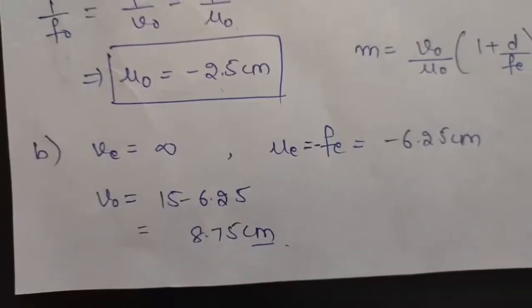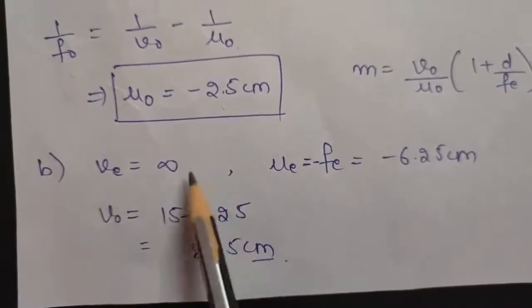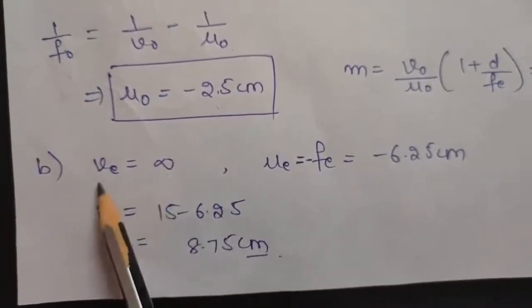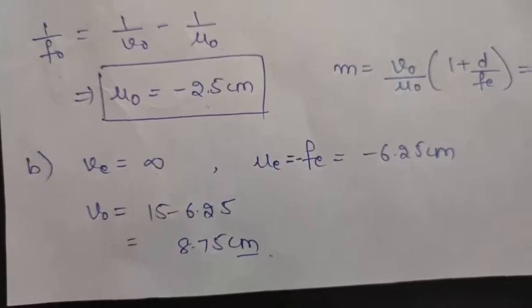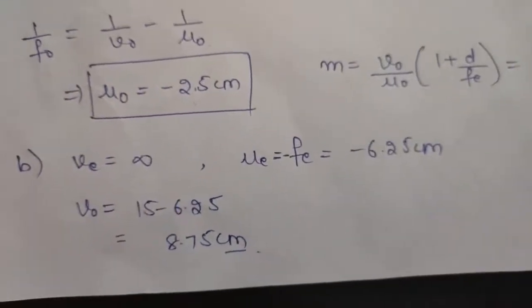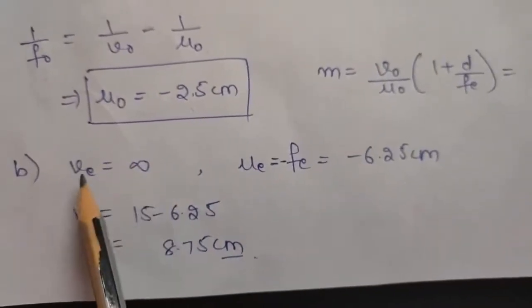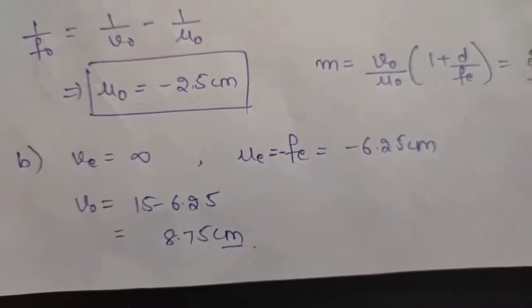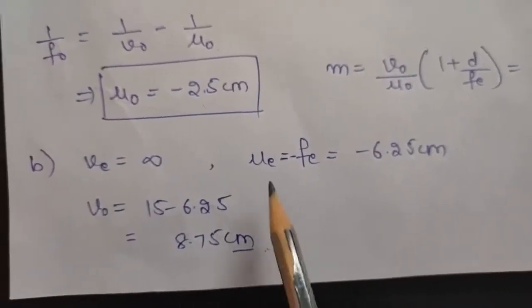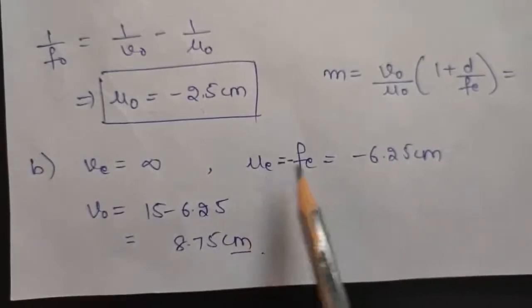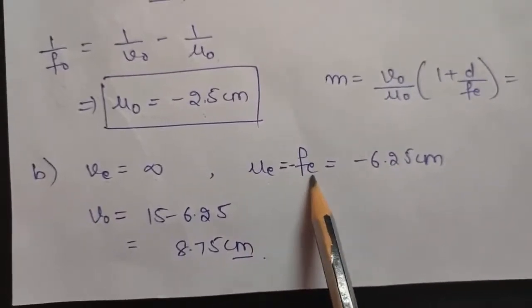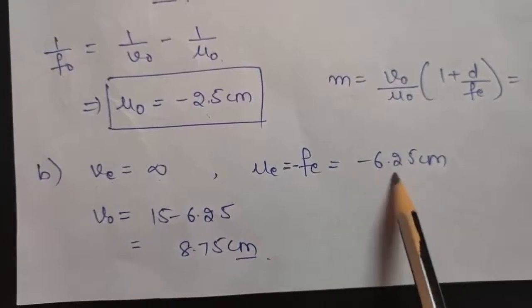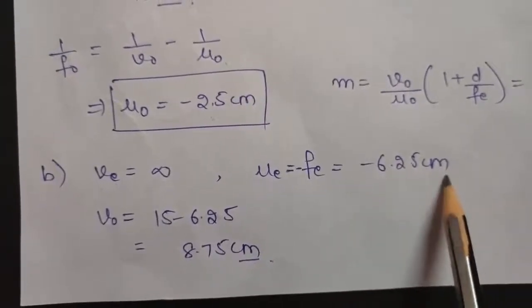Okay, so now for the second part, your final image should be at infinity. That is, for this case VE should be infinity. Now the image will be formed at infinity by the eye lens only when the object is placed at its focus. So here we can easily say that the distance of the object for the eye lens should be equal to the focus of that, and that will be minus 6.25 centimeters. It is already given in the question.